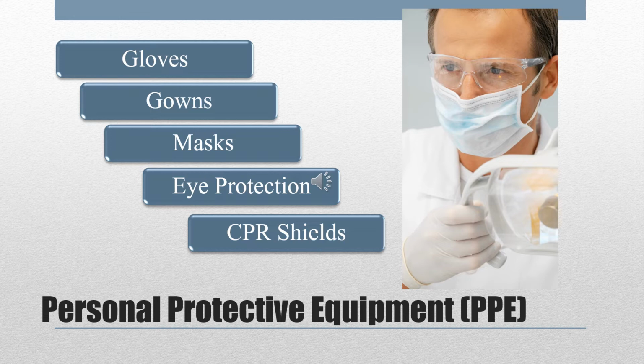CPR shields. Whenever you're giving rescue breaths, you should use a CPR breathing barrier. There's a variety of these, but anytime that you're giving rescue breaths, a mask should be used. And anytime evidence or other materials are being stored, there should be proper packaging and disposal.